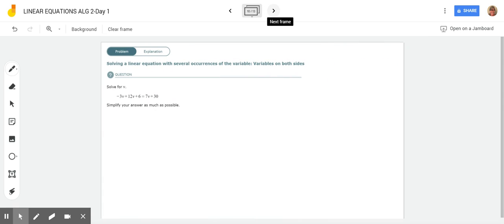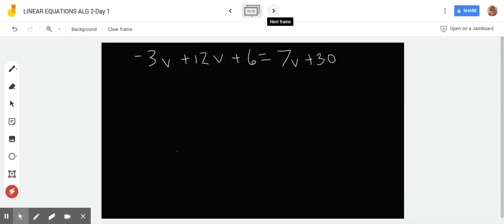All right, next one. This is a more complex problem. This is where you have variables on both sides of the equation, and you also have constants. A number without a variable is called a constant. So we're going to go through the order of operations on this. The first thing you want to do is combine like terms. That's just simplifying. Simplify each side first. So that becomes 9v plus 6 equals 7v plus 30.